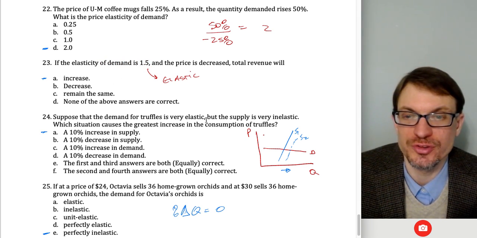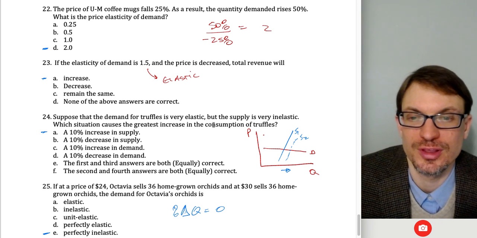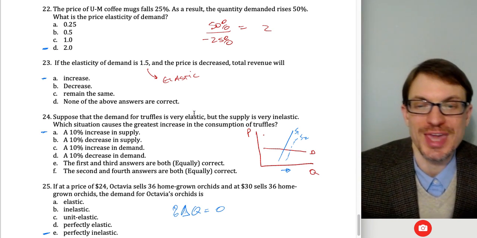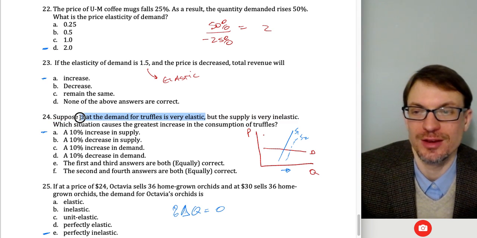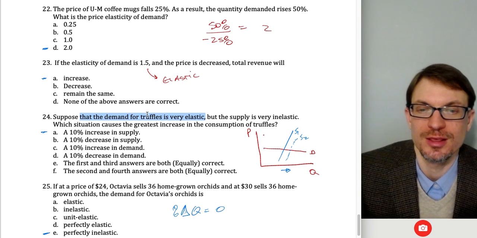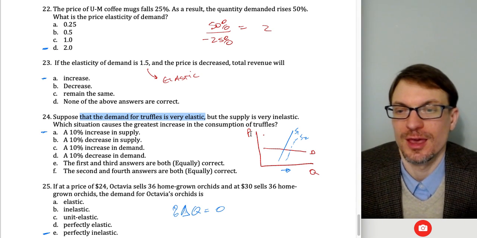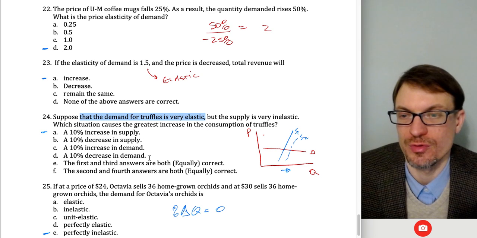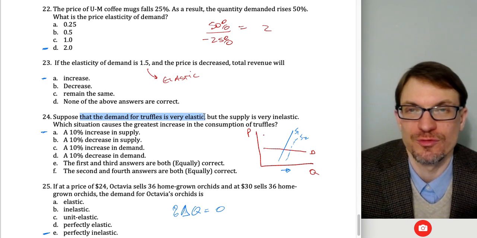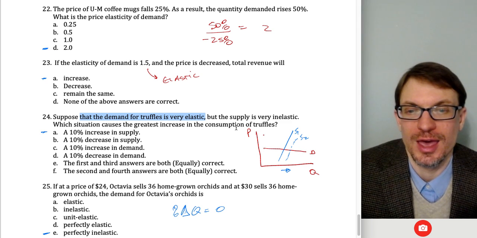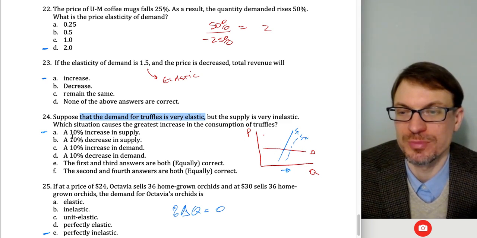Suppose the demand for truffles is very elastic, but the supply is very inelastic. Which situation gives us the greatest increase in the consumption of truffles? So if you can't visualize this, or if you can't get this from the idea of really elastic demand, and we're trying to get a really large response in terms of the quantity demanded, you'd have to draw the pictures. I just drew the first one, but you could draw the remaining pictures. So you have to draw demand as being pretty elastic, pretty flat, and supply is pretty inelastic, pretty steep. And then you draw the increase in supply, decrease in supply.